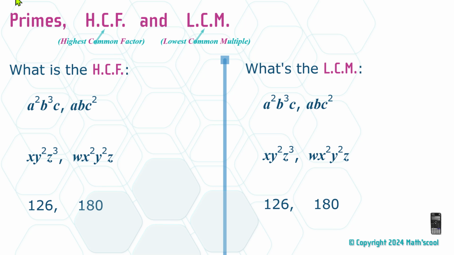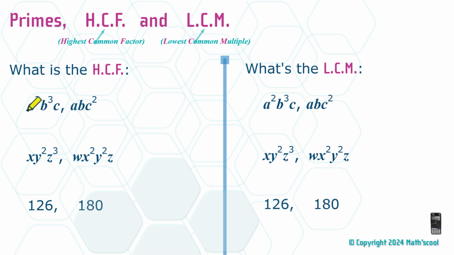Okay, we know that from last year. This is also something we know from last year, which is highest common factor and lowest common multiple. So how do I find the highest common factor? Well, I'm going to start by looking at the algebra here.